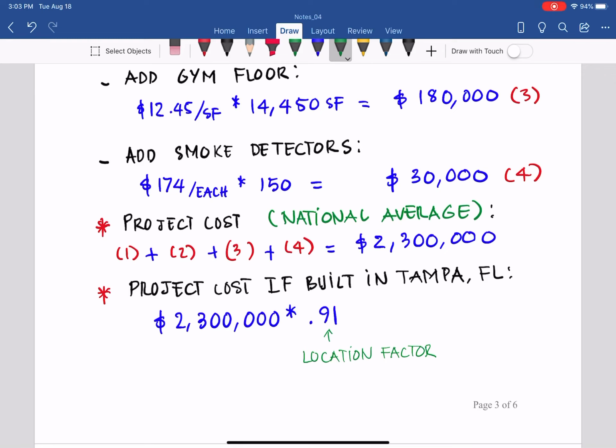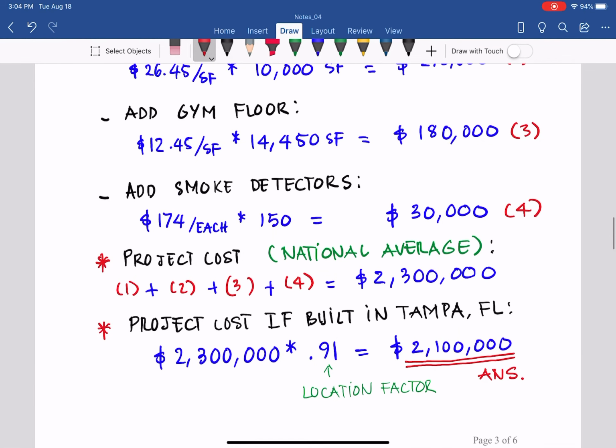So from that we can get the final answer for this daycare center built in Tampa, 2,100,000. And I again round up given the nature of the accuracy level of this method, square foot cost. So this project will cost 2,100,000 dollars.